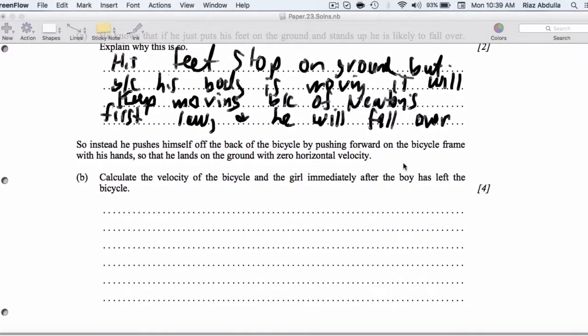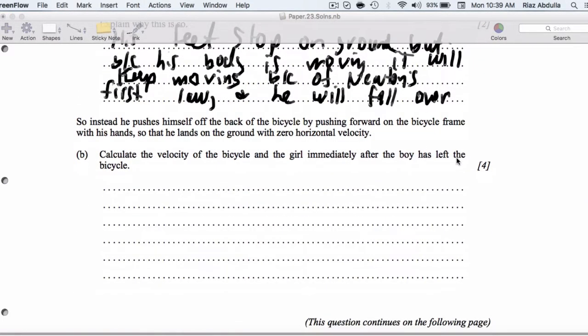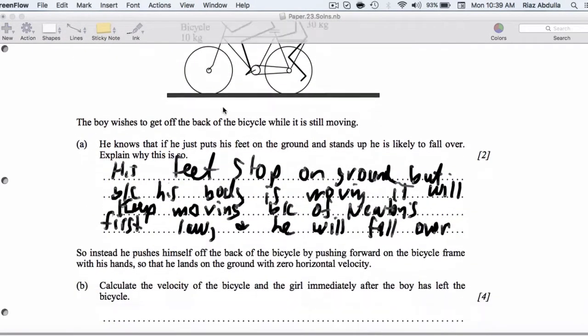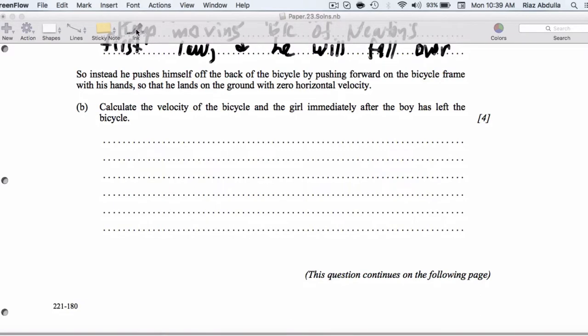All right. And for part B, it says, he pushes himself off the back of the bicycle by pushing forward in the bicycle frame with his hands. He lands on the ground with 0 horizontal velocity. And we want to calculate the velocity of the girl on the bike immediately after. So let's be clear, this is clearly a momentum problem.